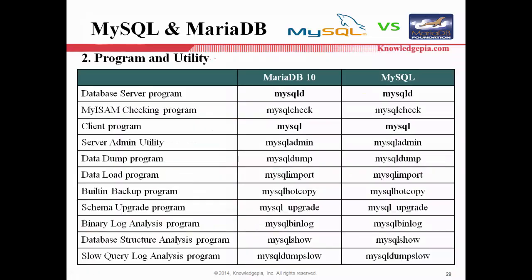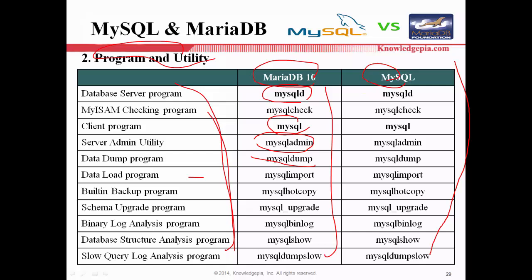Programs and utilities. Okay, if you check any of the binary files for MariaDB 10 and MySQL, for example the database server program, client program, admin program, dump program, data load, and all the other programs and utilities, they have the same file name, the same binary name. So even if you install MariaDB instead of MySQL, you will find the same programs and utilities on MariaDB 10.